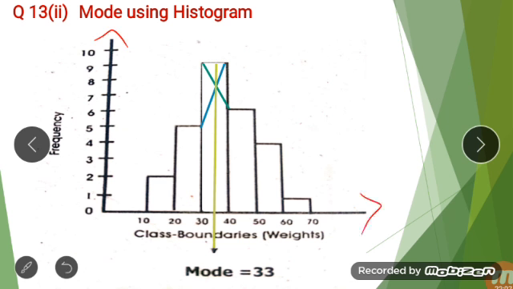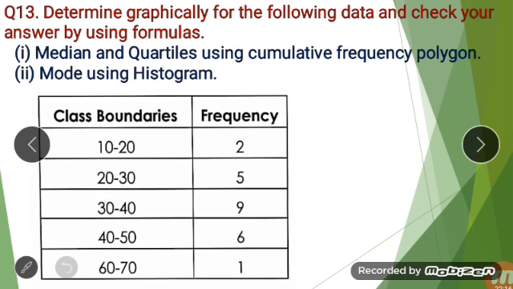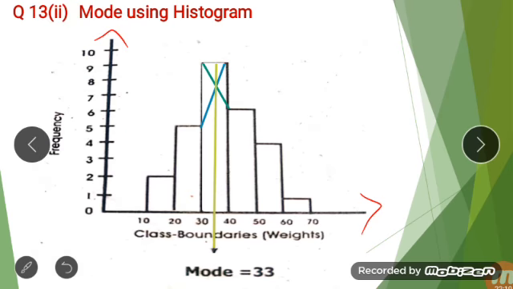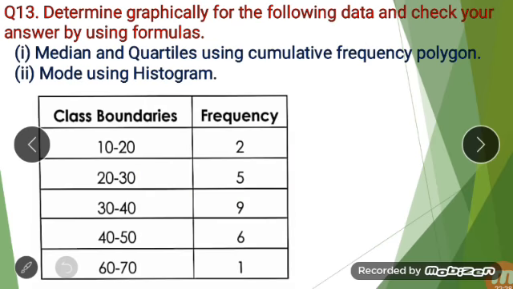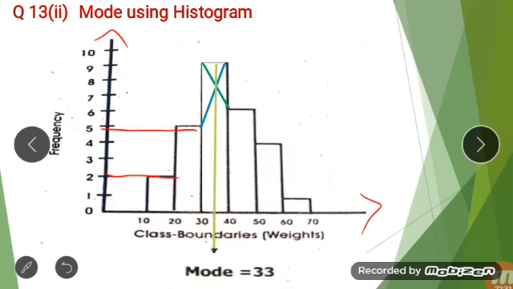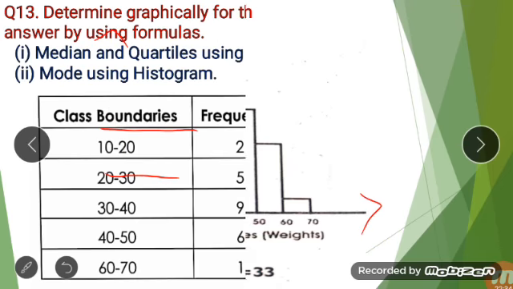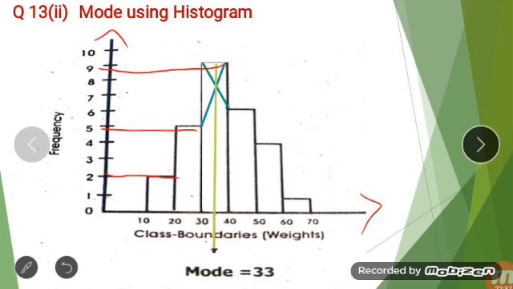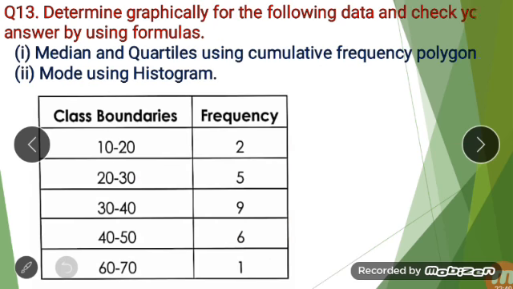Now we are going to make the adjacent rectangles. Here we can see 10, 20. Against 10 and 20 we have the frequency 2. The height of the rectangle depends on the frequency. So 10 to 20 with 2, then 20 to 30, what is the frequency? 5. Then we have 30 to 40, the frequency is 9. Similarly the next one is 6 and then 1. After 9 we have 6, then 1.